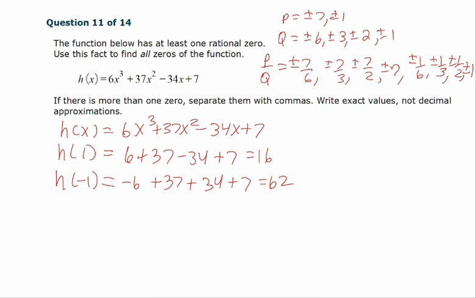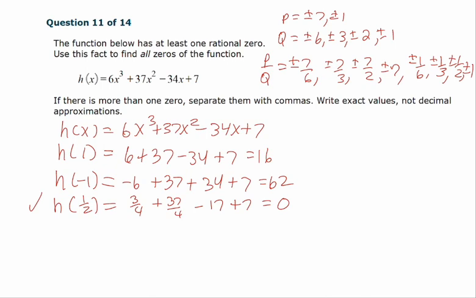So just because I've tried quite a few, so that we don't have to write it down again and again, let's try 1/2. That is one of them, yes. Okay, so if we plug in 1/2, we get 6/8, which is 3/4. We get 37 divided by 4, which is just 37 over 4. And then we get 34 divided by 2, and 34 divided by 2 is 17. And then plus 7. Guess what? We found one.